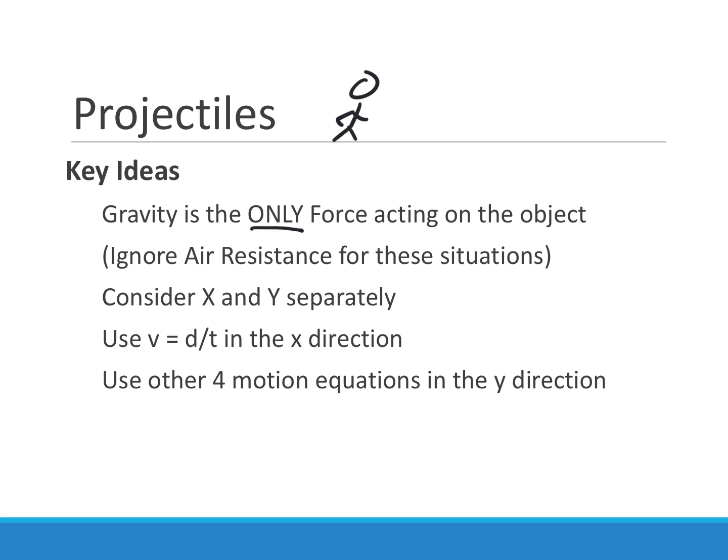And then, more importantly, we can consider x and y separately. For the x or horizontal, we'll always use our equation without acceleration: velocity is distance over time. And for the y, we can always use our four other motion equations that include acceleration. That happens because if we consider gravity being the only force, which direction does gravity act? Hopefully, you said up and down. Therefore, that's the y direction, and that's where the acceleration is going to take place.